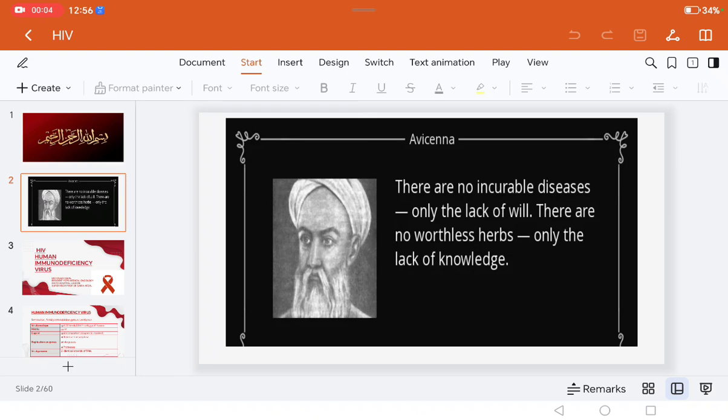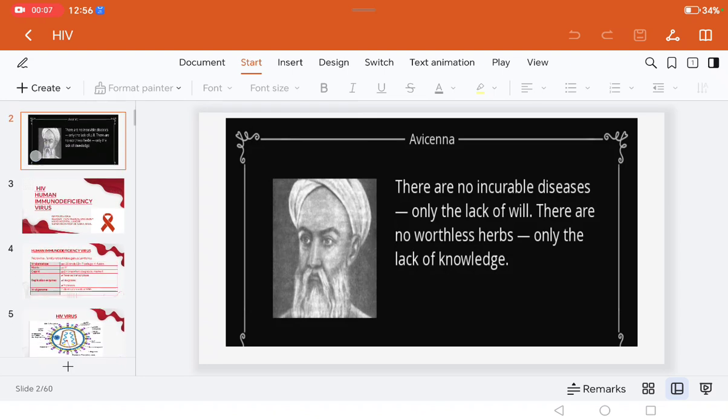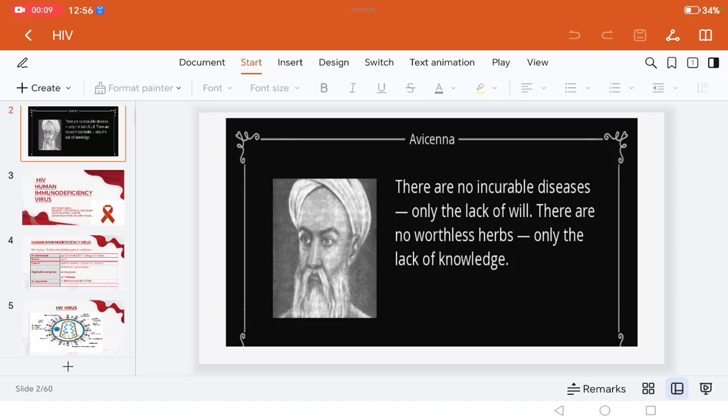Bismillahirrahmanirrahim. The quote of the day is from Avicenna. There are no incurable diseases, only lack of will. There are no worthless herbs, only the lack of knowledge.